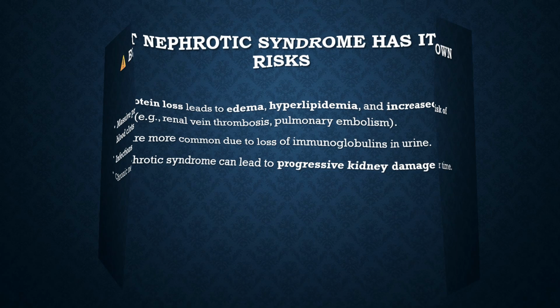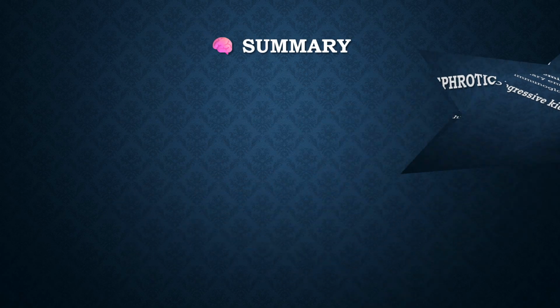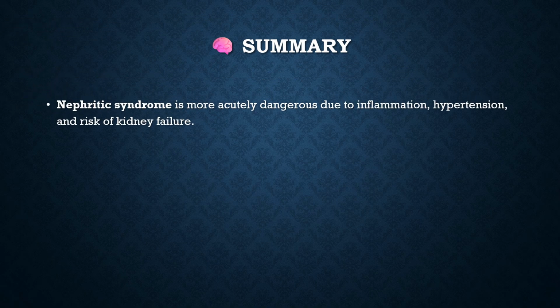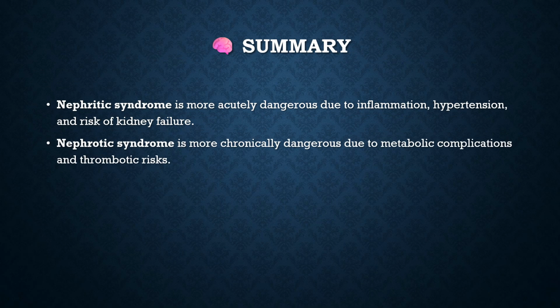So here's the summary. Nephritic syndrome is more acutely dangerous due to inflammation, hypertension, and risk of kidney failure. And nephrotic syndrome is more chronically dangerous due to metabolic complications and thrombotic risks.